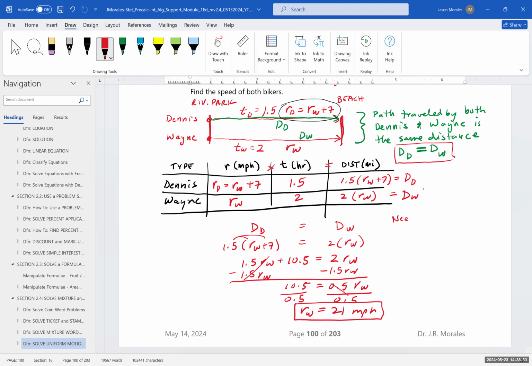So what we still need to find is the rate of Dennis. And from up above here, we can see that the rate of Dennis is equal to the rate of Wayne plus 7. Well, we just found the rate of Wayne. That was 21. And so 21 plus 7 is Dennis's speed of 28 miles per hour.